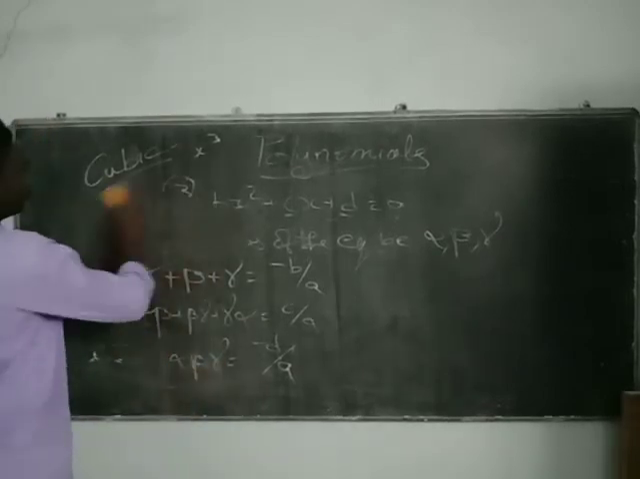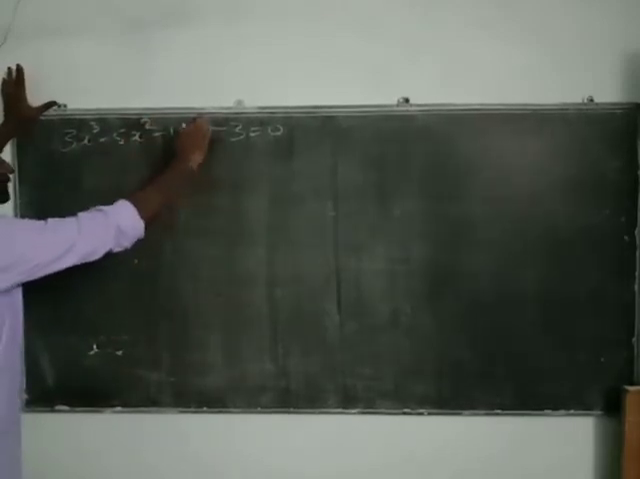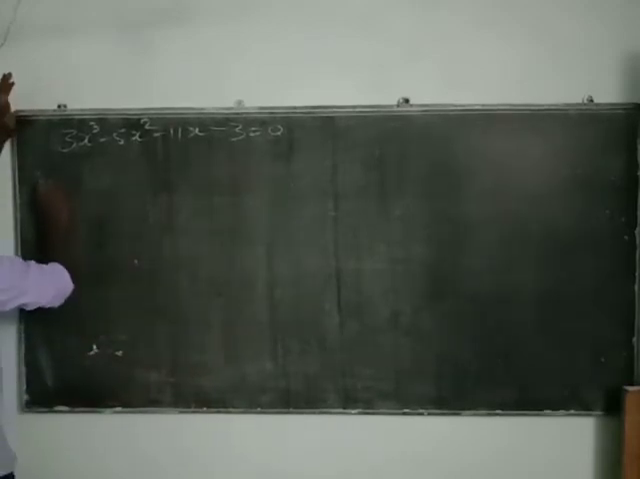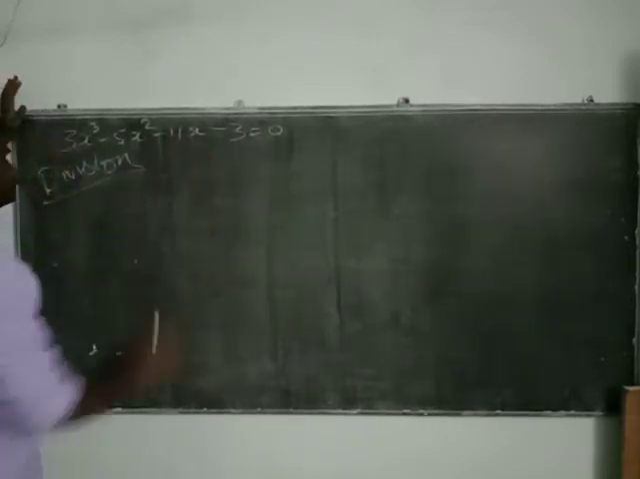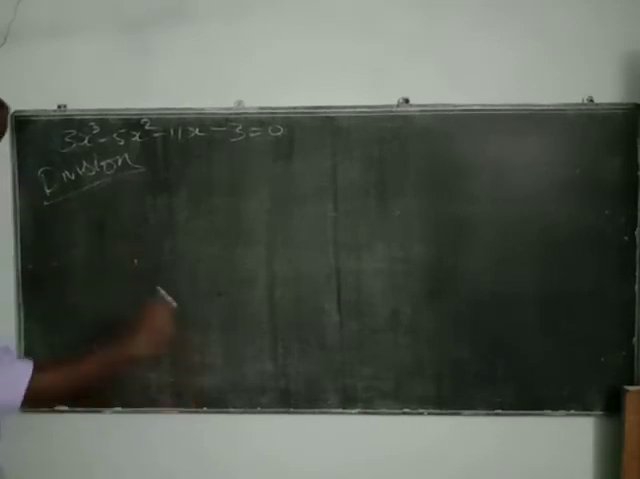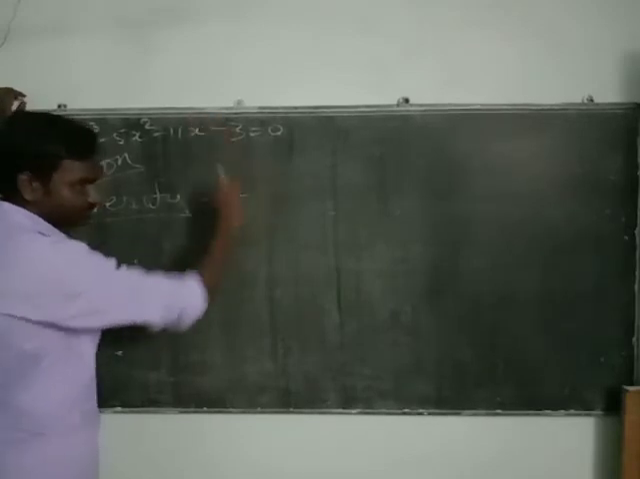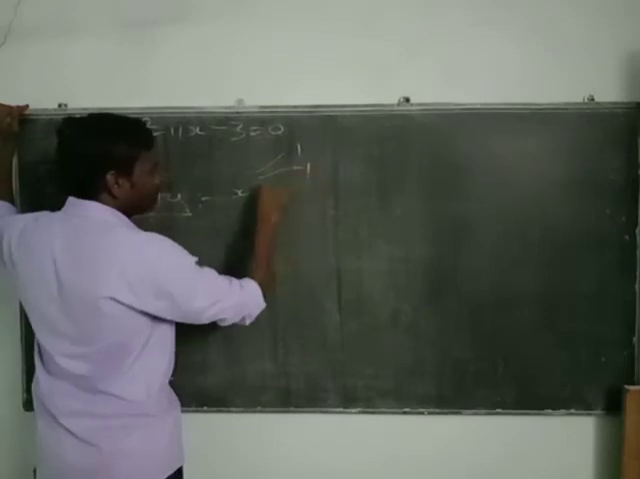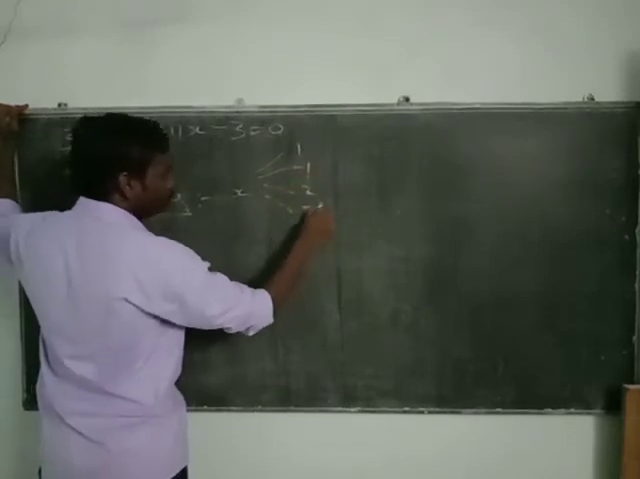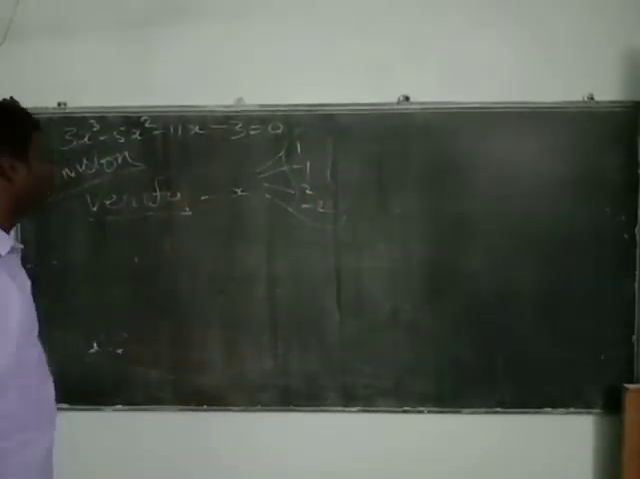Let me take an example now. Let this be the cubic equation 3x cube minus 5x square minus 11x minus 3. Now we are using the method of division to solve and find the values of x. So using the method of division, initially verify with different values of x, like substitute 1, minus 1, 2 or minus 2, any one of these might get satisfied. In some conditions you have to check with different numbers also.